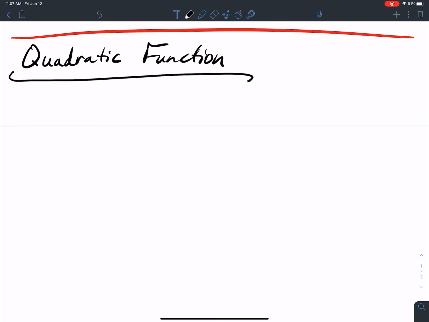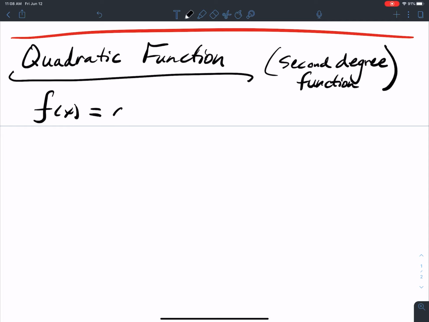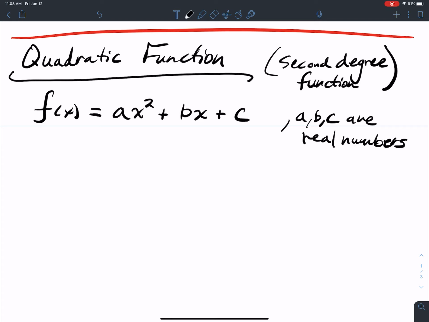So in this video, we are going to talk about quadratic functions. These are second degree functions. Okay, so these are of the form f of x equals ax squared plus bx plus c, where a, b, and c are real numbers, with a not equal to 0. If a was equal to 0 here, it'd be either a linear or a constant function. Okay.